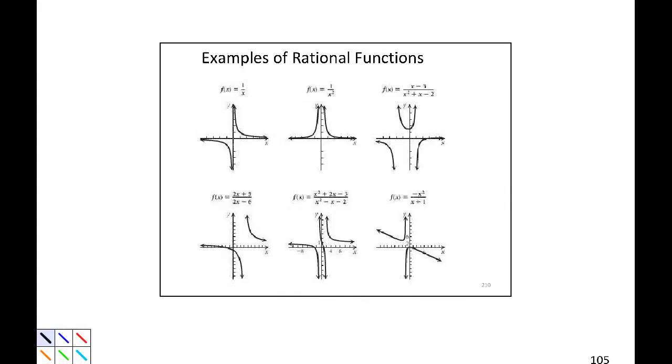To begin, here are some examples of rational functions and their graphs. And while all of these functions look very different from one another, they have some commonalities. Some of them have vertical asymptotes, some of them have horizontal asymptotes. We have oblique or slant asymptotes. We also have x-intercepts and y-intercepts. And we're going to find many of those characteristics in these next few slides.